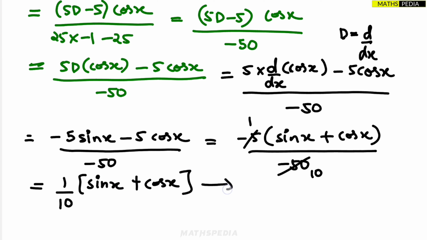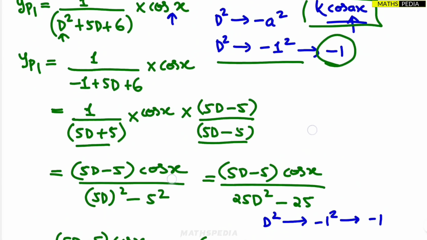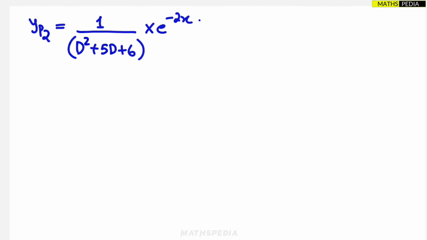This is the answer for what? Yp1 part. We have calculated only the Yp1 part. We have to go for Yp2 also. Then combine, then only you will be getting the particular integral. Now here, what we are going to do? We have got the Yp2 consideration.